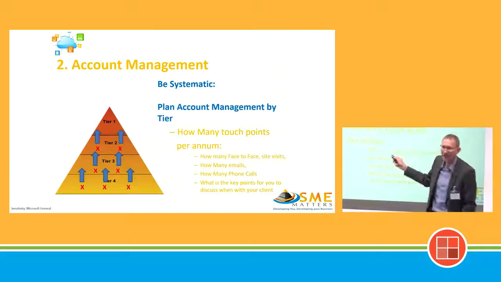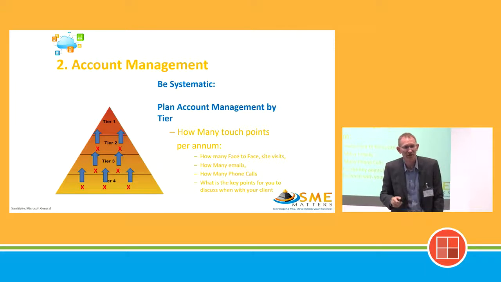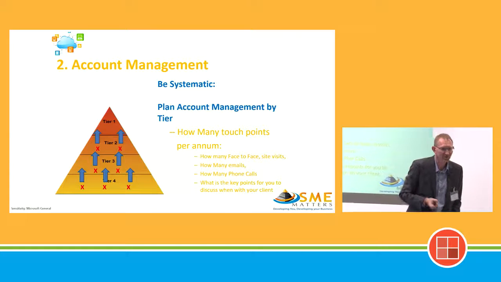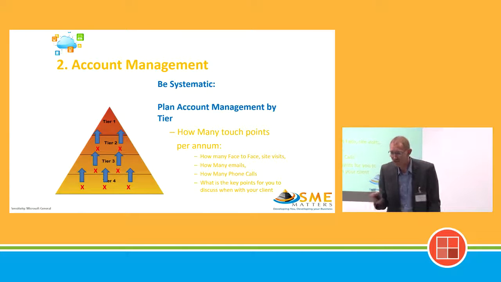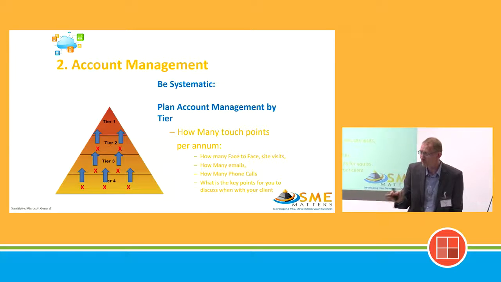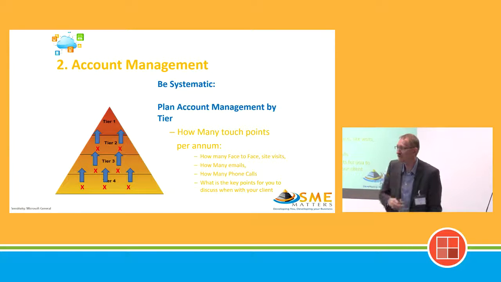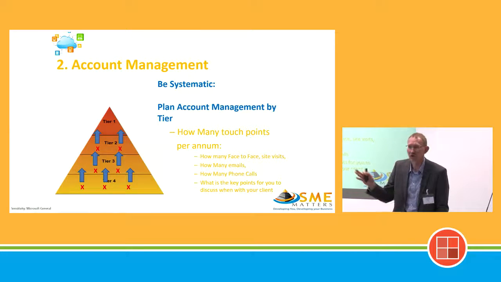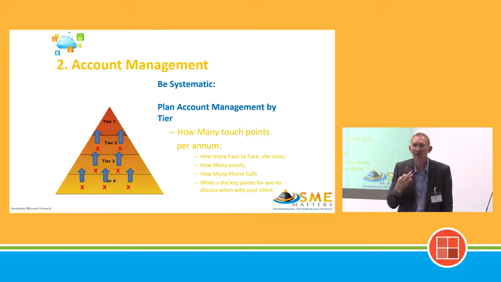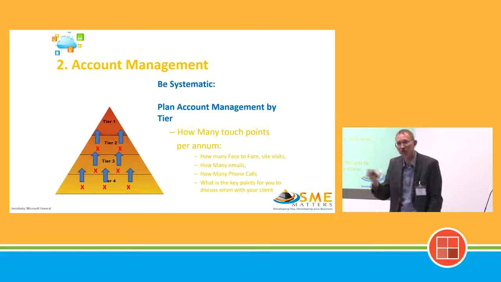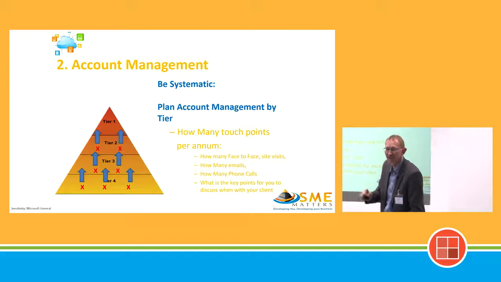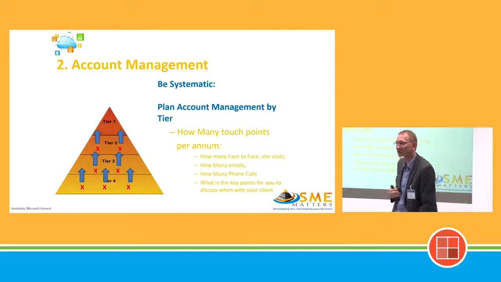How many face-to-face visits will I have with a tier 1 client this year? What's the right amount? And you can set targets on it. I want you as an account manager to make sure that you've done 4 face-to-face visits with your tier 1 client over the year. So every quarter, I want you touching base face-to-face with your tier 1 client. Now that might be too much, it might be too little. Again, you know your customers better, so you set up the plan that's appropriate for the level of interaction that you want. How many emails will they get?